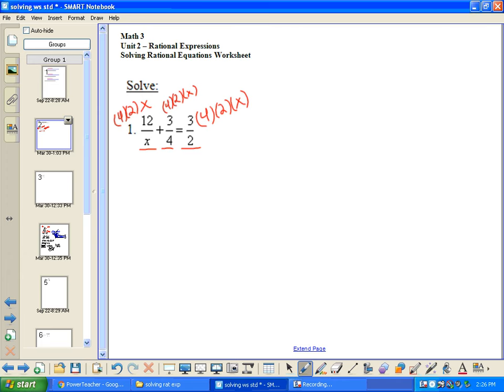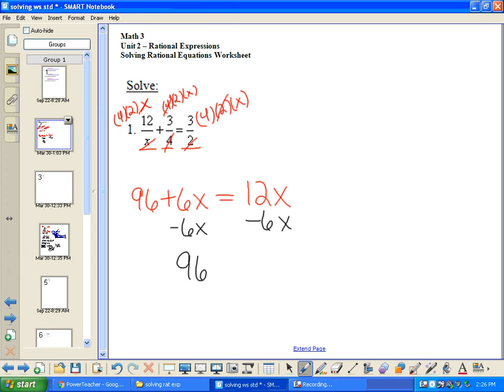Now, x's will cancel here, so I've got 8 times 12 is 96. 4's will cancel here, so I've got 2x times 3 is 6x. I have 2 that cancels here, so 4x times 3 is 12x. Now our next step is to solve for x. So I'm going to subtract 6x from both sides. 96 equals 6x. And then we divide by 6. X equals 16.